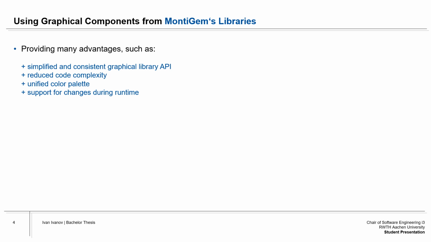First of all, let us discuss why the native support of such charts is so important. When a chart type is part of MontiGem libraries, it usually offers much simplified configuration options and adds some additional features, such as a unified color palette for a cohesive look throughout the web application and support for changes during runtime so that the app does not have to be recompiled after the data of a chart was changed. These important advantages paved the way for my implementation, and now I'm going to show you my approach to using financial charts in a MontiGem app.